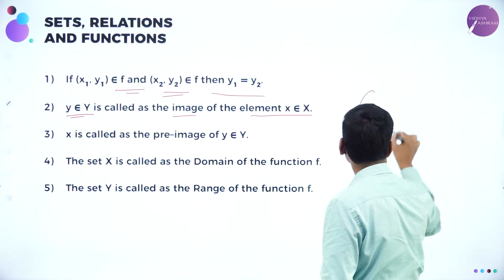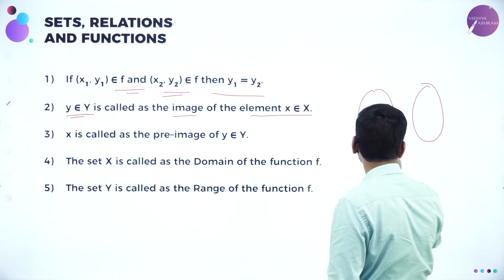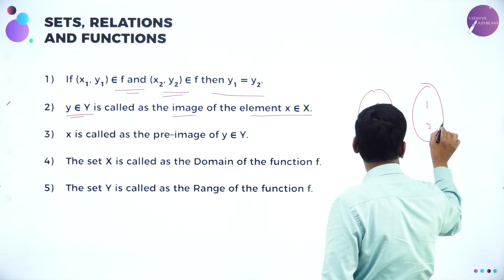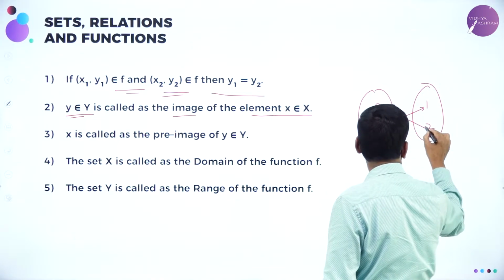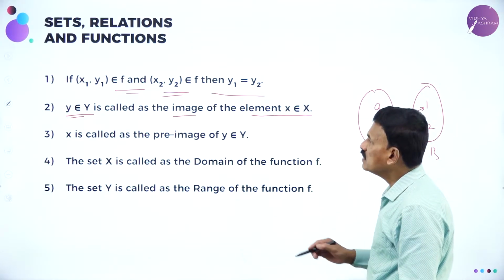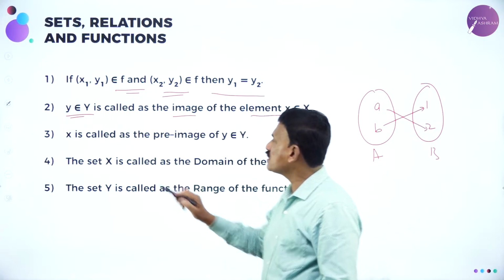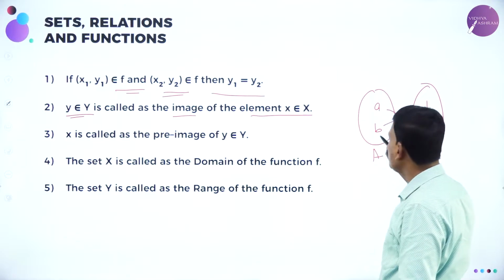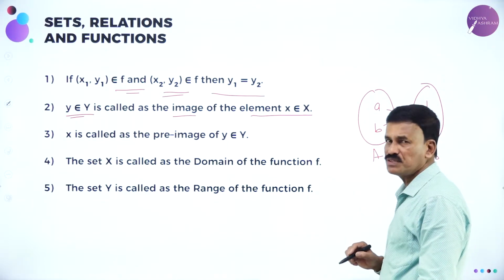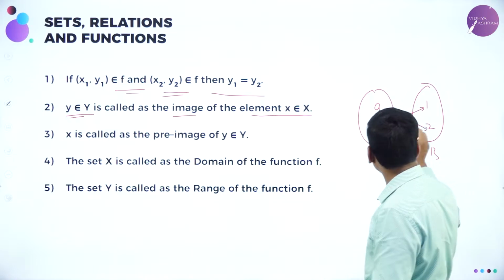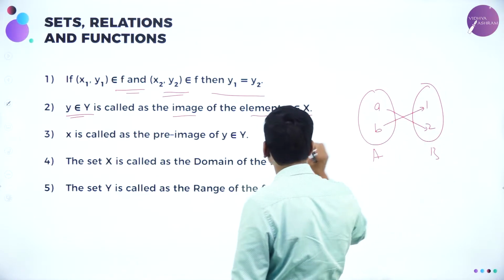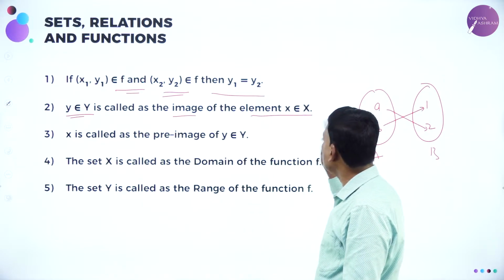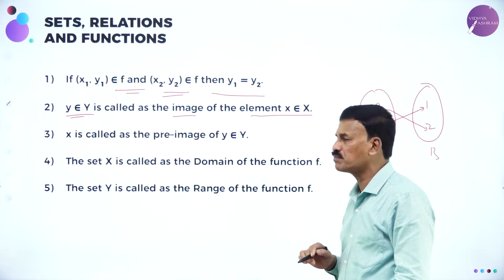So suppose A and B are any two sets, where A contains a, b, and this is 1, 2, and this is the mapping. If these are the mappings, then the element y belonging to set Y is called the image of x. So 1 is the image of b and 2 is the image of a. So the image of 1 is b and similarly the image of 2 is a. So y belonging to Y is called the image of the element x belonging to capital X.